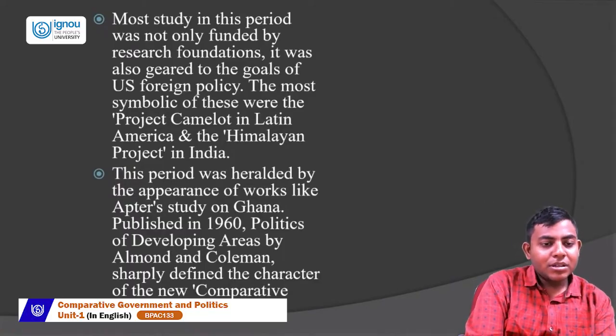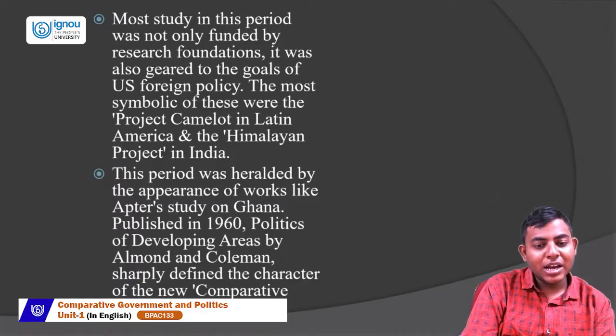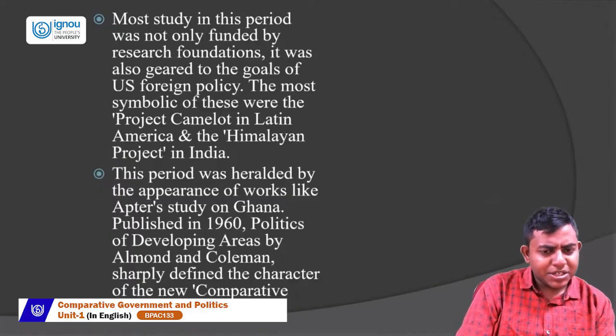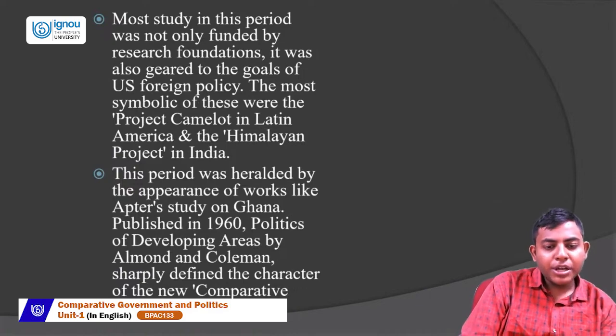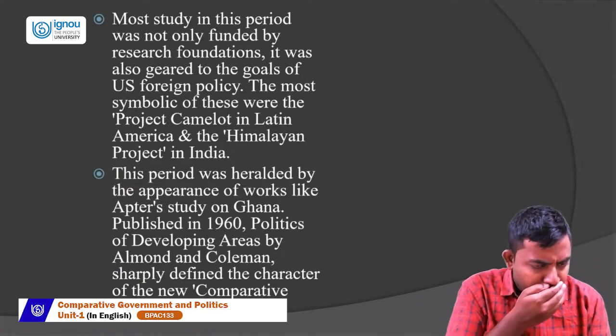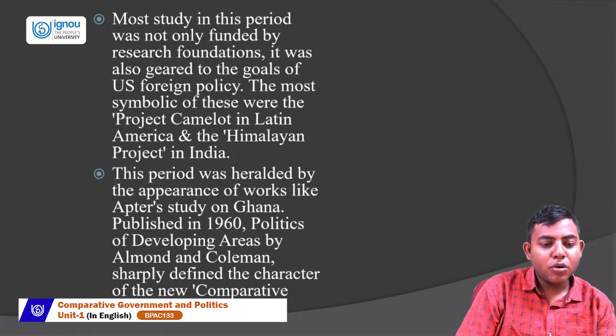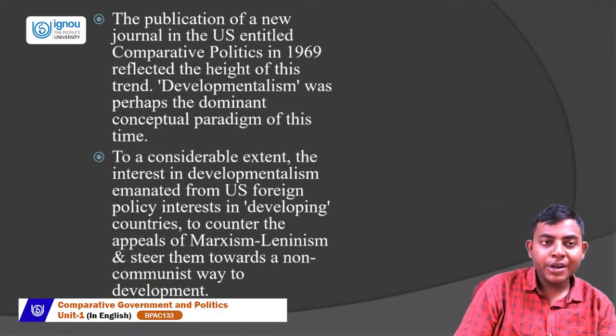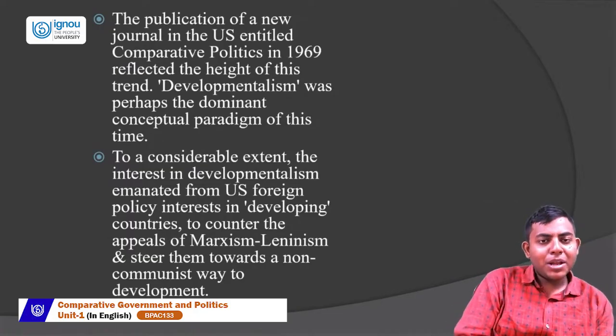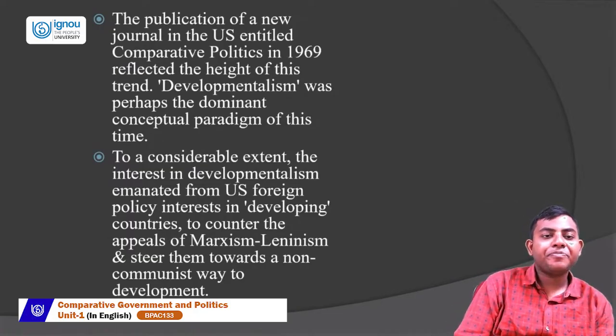This period was heralded by the appearance of works like Apter's study on Ghana, published in 1960. Politics of Developing Areas by Gabriel Almond and Coleman sharply defined the character of the new comparative politics movement. The publication of a new journal in the United States entitled Comparative Politics in 1969 reflected the height of this trend. Developmentalism was perhaps the dominant conceptual paradigm of this time.